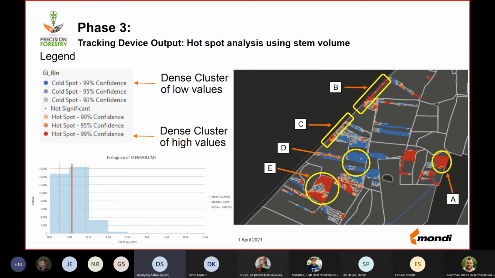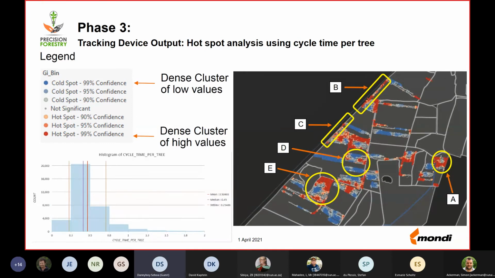And then on point E, you can see that you've got a majority dense cluster of high values where your stem volume is higher. However, you have a patch in about the middle of the compartment where you have a dense cluster of low values. So you see a bit of variation from that compartment in terms of the stem volume.